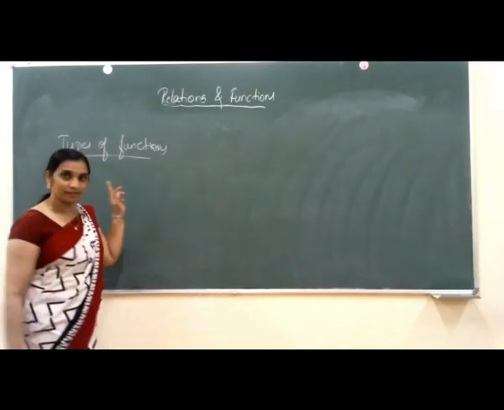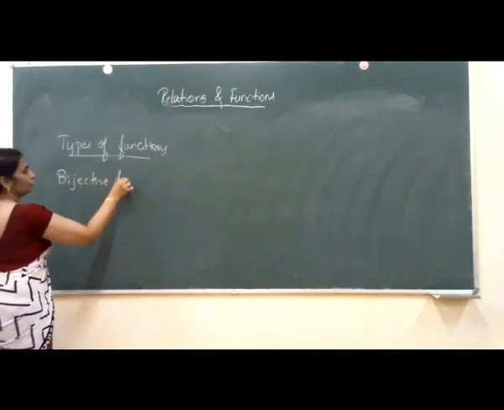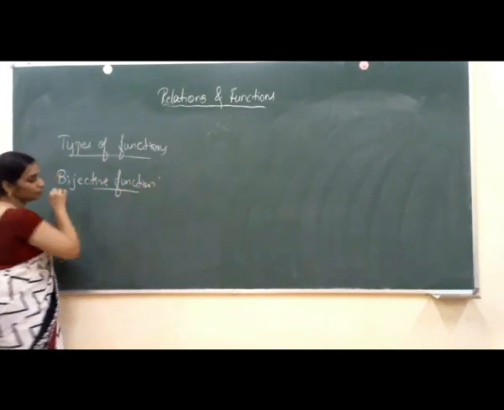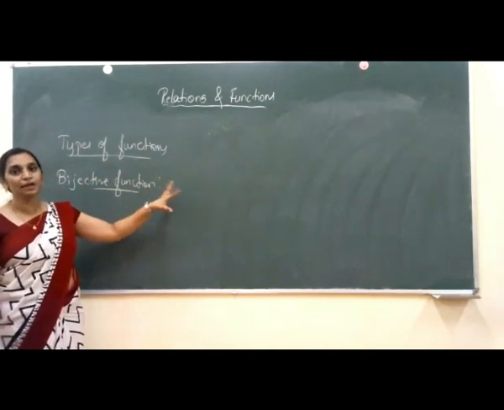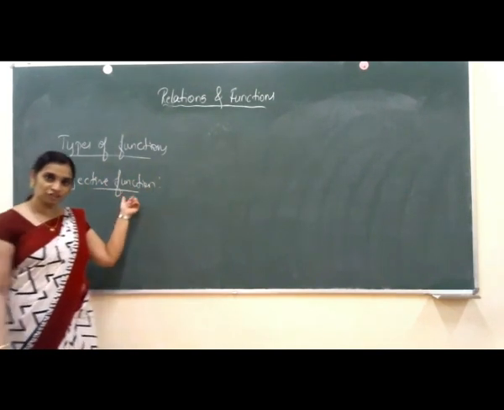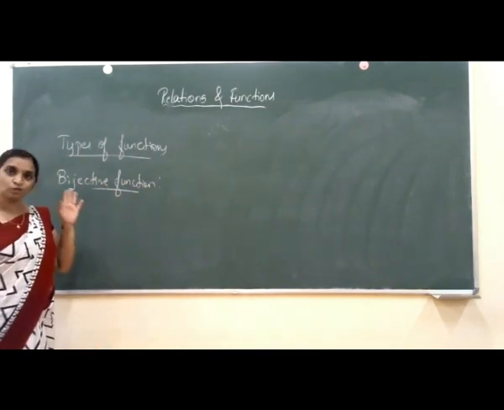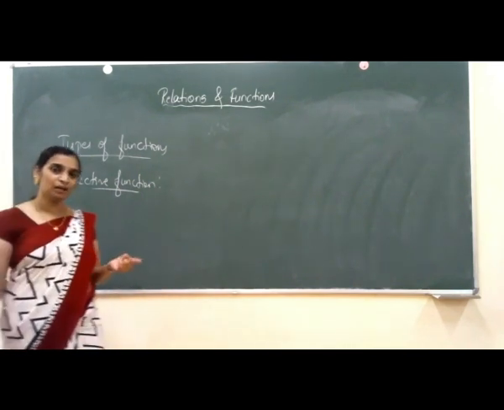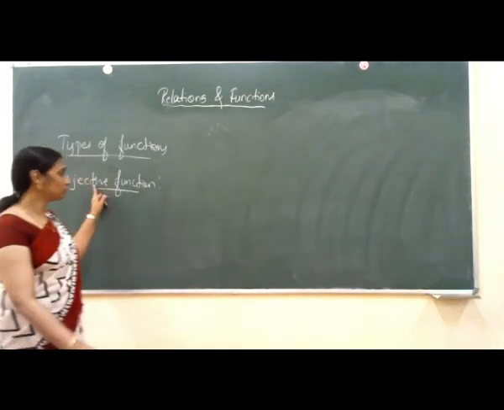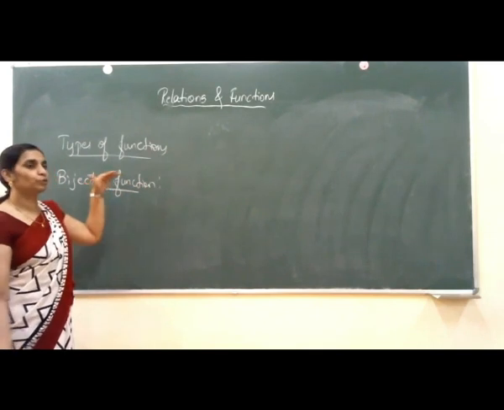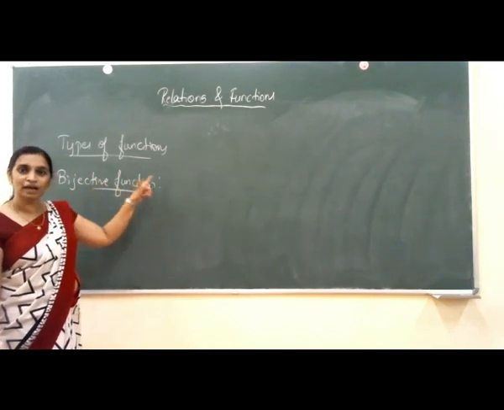Now, let us consider the next one, that is bijective function. Here, bijective function is nothing but a function which is both one-one and onto. Or in other words, a function which is both injective and surjective is called bijective function. So remember, if the given function f is one-one but not onto, or the function f is not one-one but onto, in that case, the function will not be bijective. For a function to be a bijective function, the condition is it should be both one-one and onto.